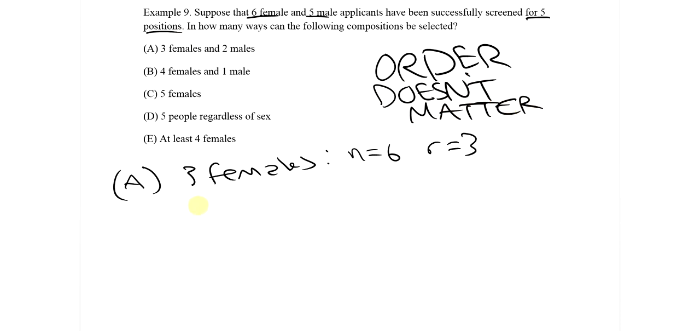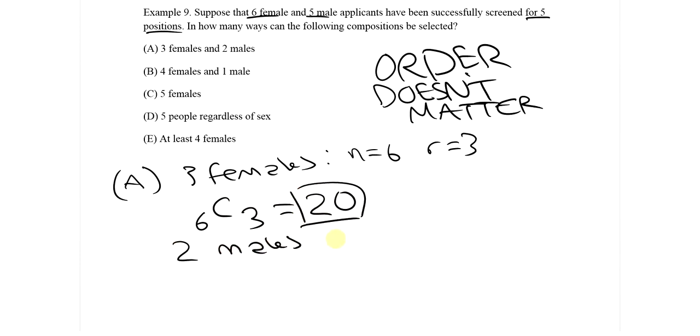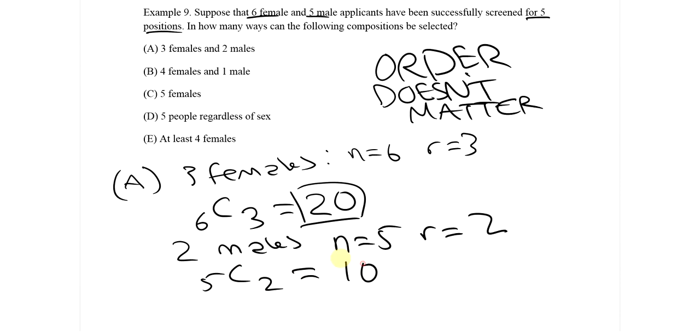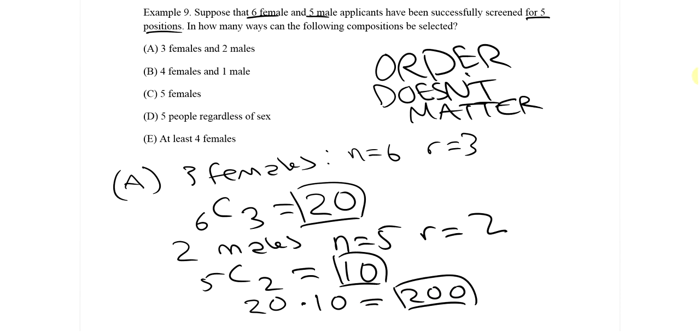So our number for those 3 females, combination 6C3, which is 20. And then for the 2 males, we have 5 males and we're choosing 2. So it's 5C2, which is 10. So for part A, using our multiplication principle, 20 times 10, 200 different ways is our answer for part A.